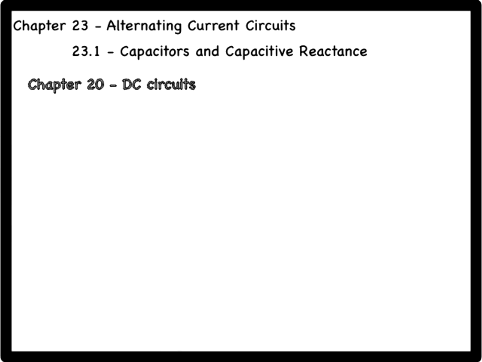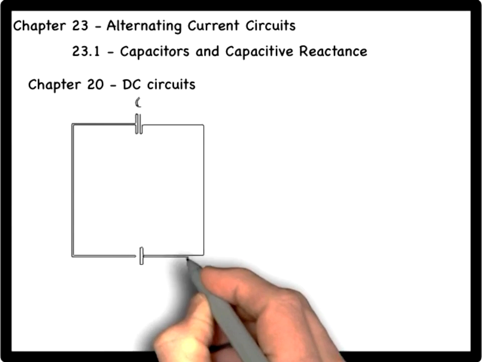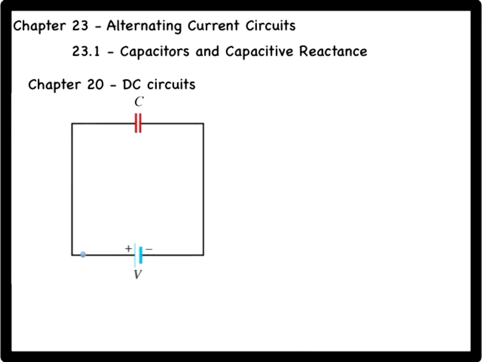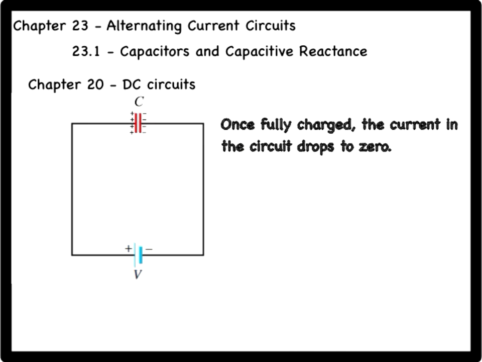In Chapter 20, we studied circuits containing resistors and capacitors connected in series and in parallel. The current in these circuits was DC, or direct current, which means the charge only flowed in one direction. Consider a DC circuit in which a capacitor is being charged. Charges only flowed from the battery while the capacitor was charging. Once fully charged, the current in the circuit dropped to zero.